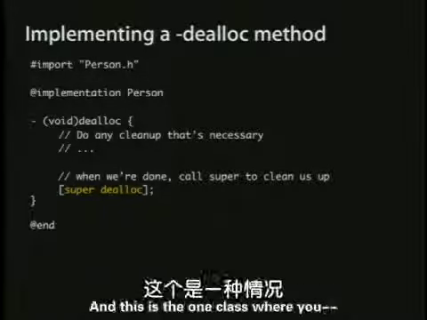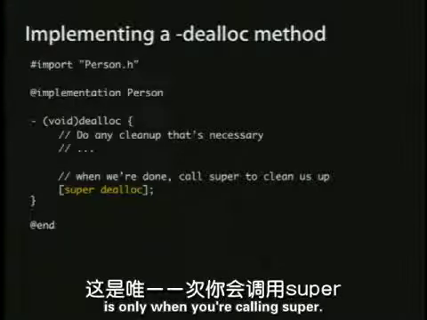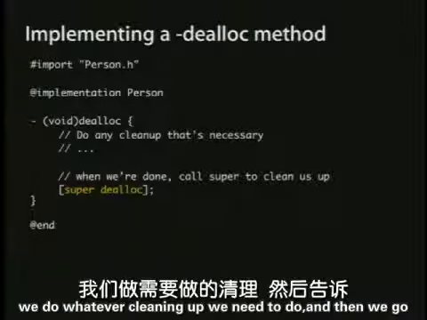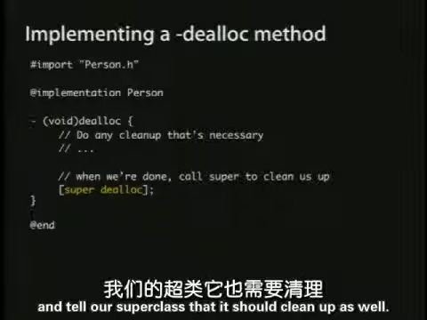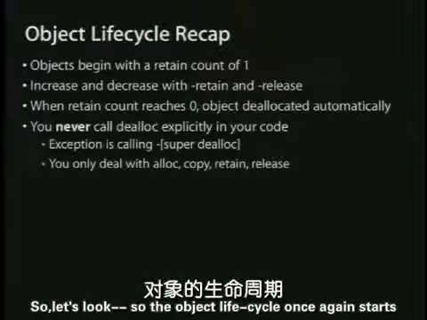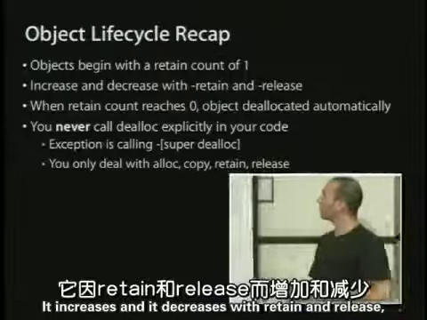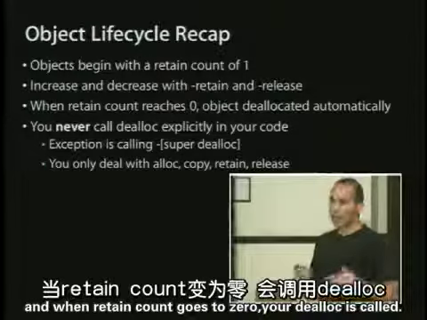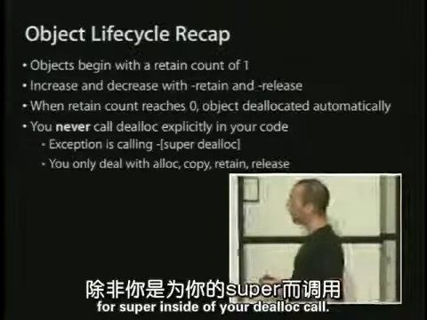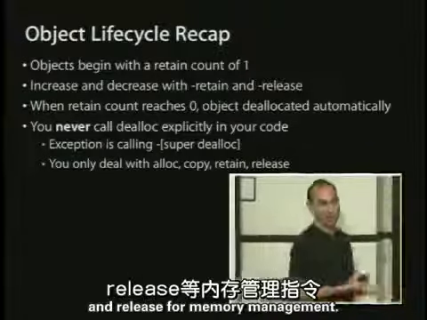So let's look at the dealloc method. If we look at our class, we had an age and we had a name. When I deallocate that, I'm going to want to release the name. And I'll talk about the name itself more in a moment because we have to look at the setter for it. But when we're done with a dealloc of our own class, we need to make sure that we call super. And this is the one time when you're actually going to call dealloc, only when you're calling super. So we were just called to say that our memory is going away. We do whatever cleanup we need to do, and then we tell our superclass that it should clean up as well.